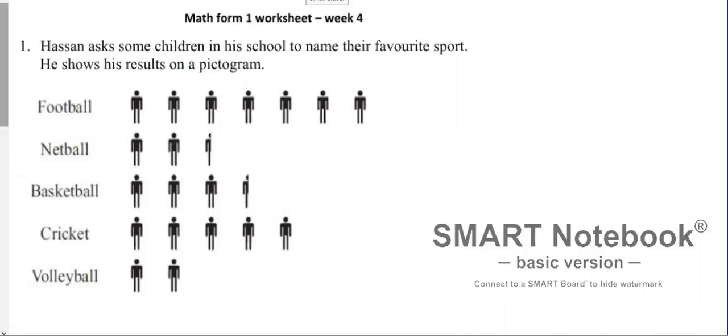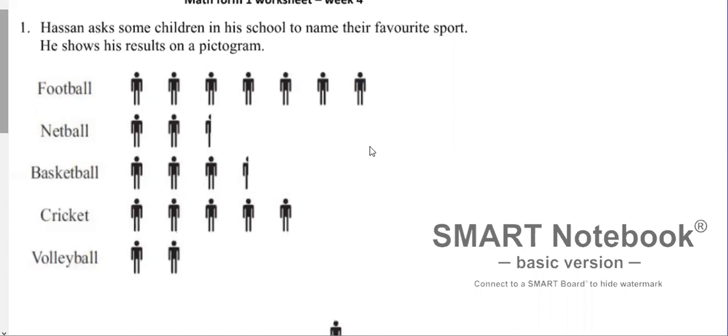We have this question here. Question number 1 says that Hassan asks some children in his school to name their favorite sport. He shows his results on a pictogram. This is a representation of information using pictures, and this is what we basically call a pictogram. So we have football. Football has 1, 2, 3, 4, 5, 6, 7 pictures. Netball has 2.5 pictures. Basketball, cricket, and volleyball, and so on.